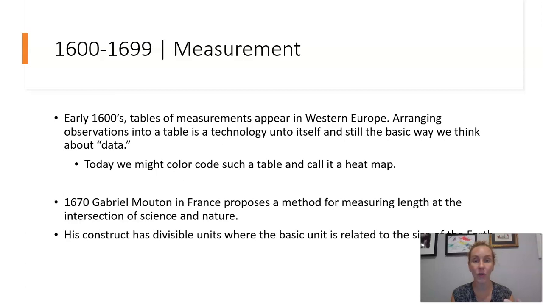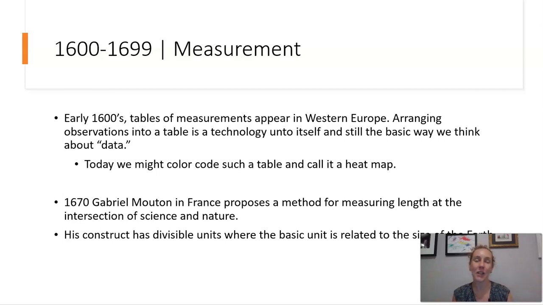All that I encourage you to take away from this moment of measurement is the fact that measurement had to be defined, right? So in the early 1600s, early 17th century, all of these tables of measurement start appearing across Western Europe, primarily around Germany. And what they're doing is arranging observations into a table. That table structure was itself an invention, and we still use it today. It informs the entire way that we conceptualize a data set, this unit.